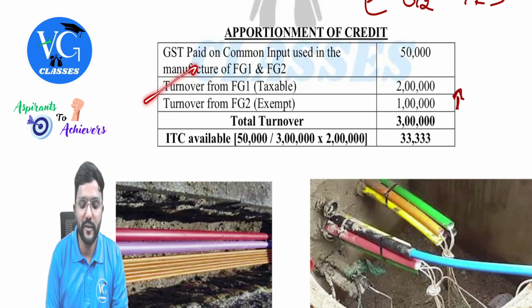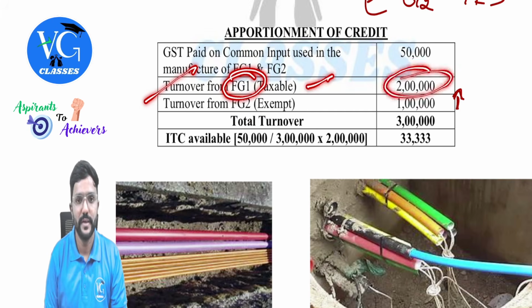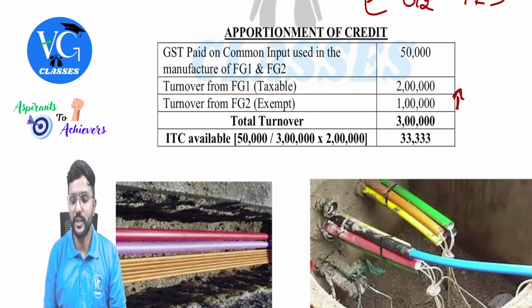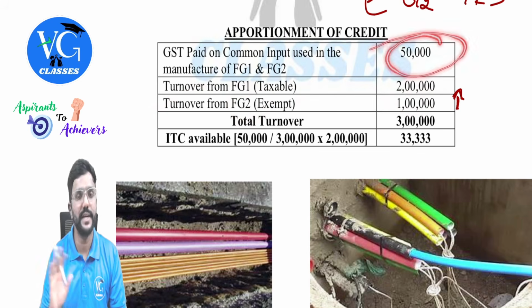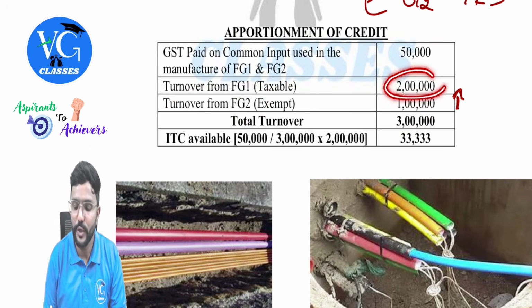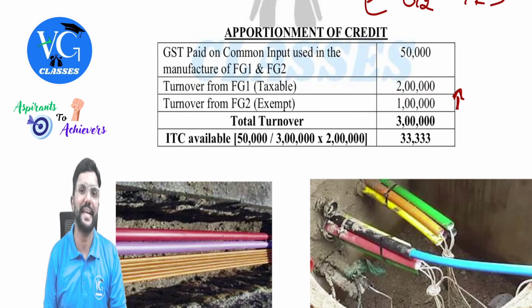So turnover from FG1, which is taxable, is 2 lakh, and turnover from FG2, which is exempt, is 1 lakh. So what is the total aggregate turnover? 3 lakh. So can I claim the full 50,000 credit? No. Out of 50,000, whatever is attributable towards 2 lakh, only that much credit I can claim.